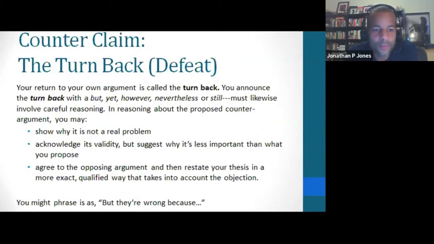In reasoning about your proposed counter-argument, you may show why it's not a real problem, acknowledge its validity but suggest why it's less important than what you propose, or agree to the opposing argument and then restate your thesis in a more exact, qualified way that you think takes into account the objection. And you should phrase this as, some people might think, but they're wrong. Okay, 2 parts to a counterclaim.